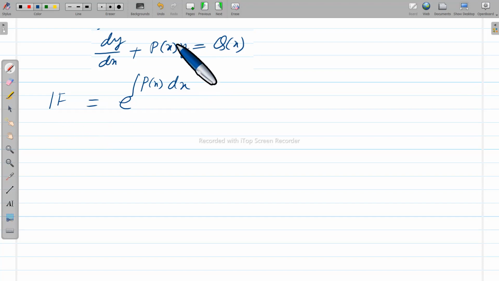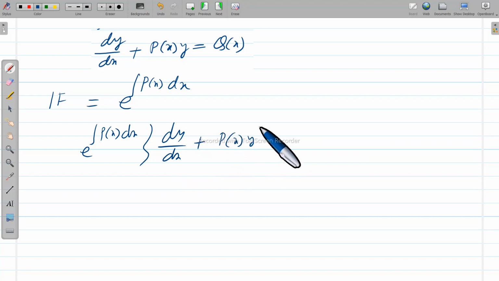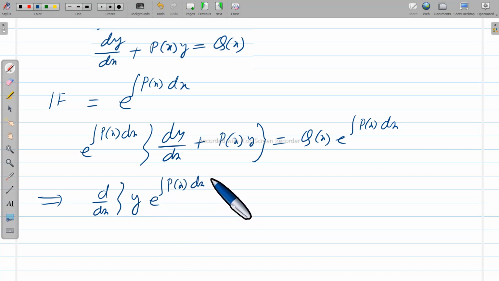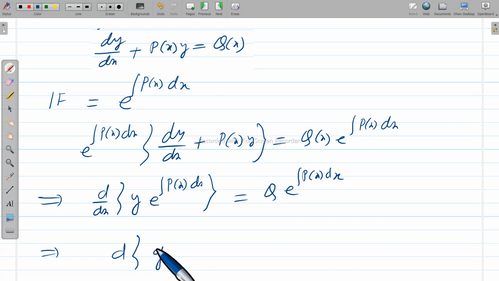After getting the integrating factor, you have to multiply both sides of the linear equation by e to the power integral P(x) dx. So e^(∫P dx) (dy/dx + P(x)y) = Q(x) e^(∫P dx). From here you may directly write d/dx of y times e to the power integral P(x) dx on the left side. So this is the general form.